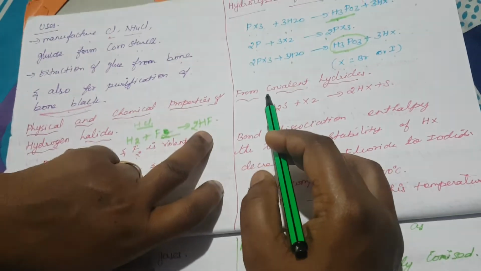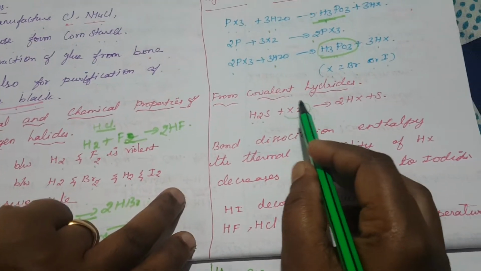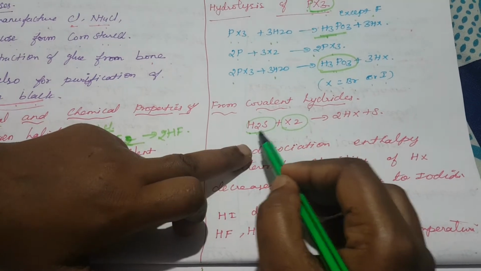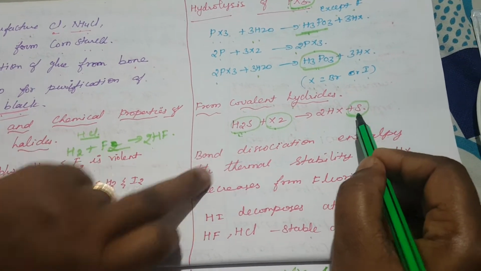Another one is from covalent hydrides: hydrogen sulfide is oxidized by halogens to form sulfur. When covalent hydrides such as hydrogen sulfide react with halogens, the hydrogen sulfide is converted to sulfur.